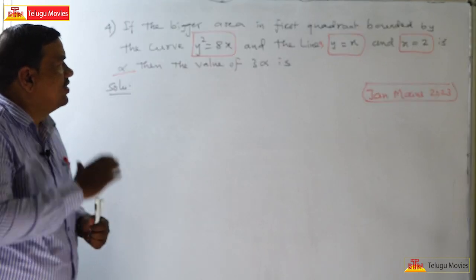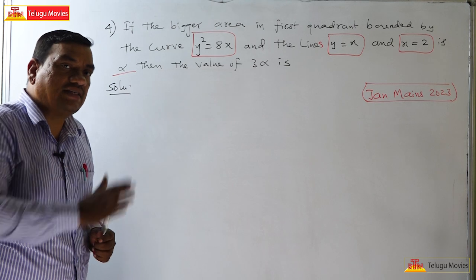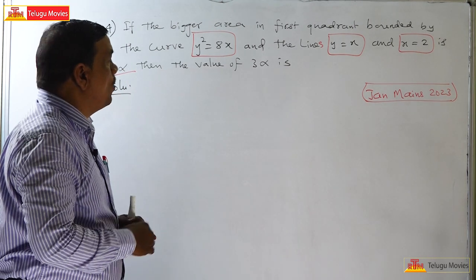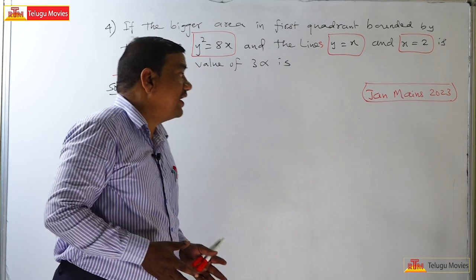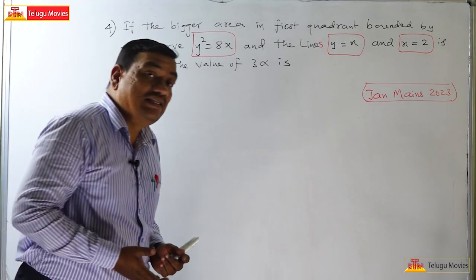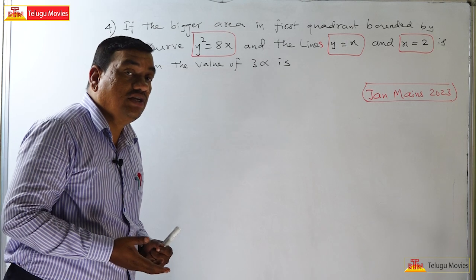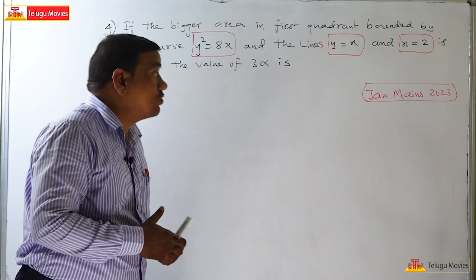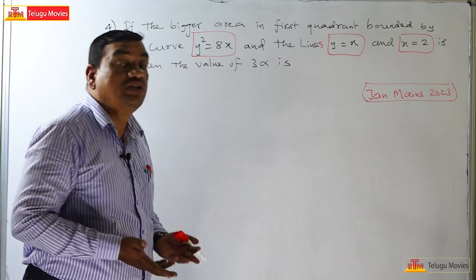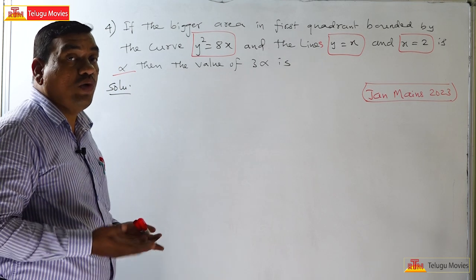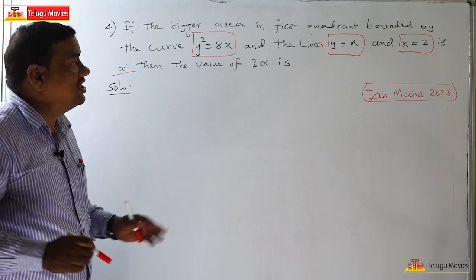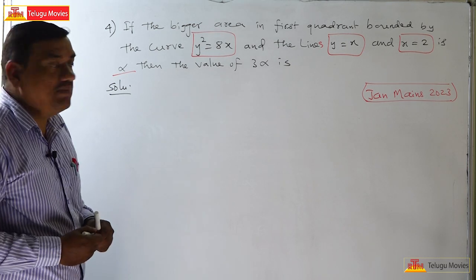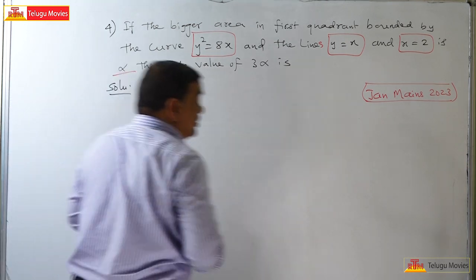Very clear here. So y square is equal to 8x is a curve, a parabola opening rightward, lying in the first and fourth quadrants, and y is equal to x is a straight line passing through the origin and the first and third quadrants. x is equal to 2 is a straight line parallel to the y axis and 2 units away from the y axis. Okay, everything is clear. So the diagram is also very easy to draw.